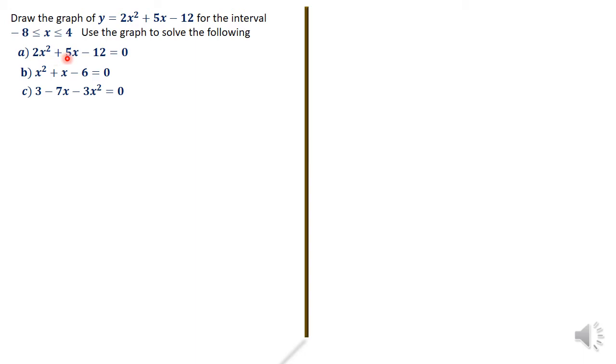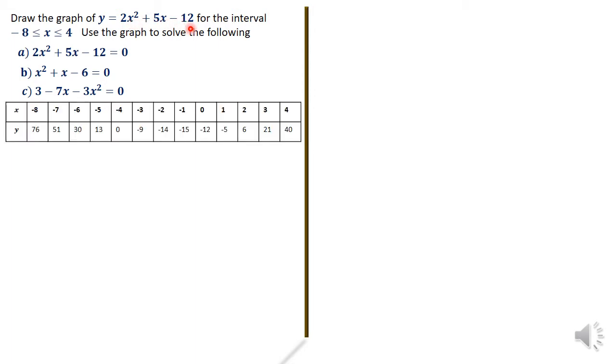The part A, 2x squared plus 5x minus 12, is the same as this part of the equation we are supposed to be drawing. And therefore we just need to draw the table. I've drawn it there for you. We have done that in the previous example, and so maybe I'm not going to take you through how to come up with the actual table, only that you're supposed to generate the values of y using the x values given.